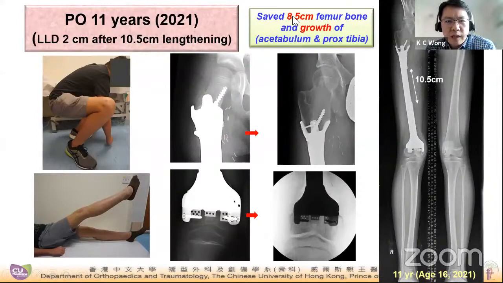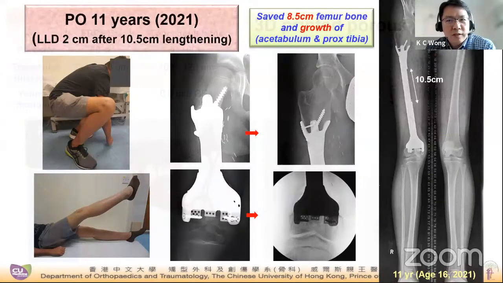So looking back at before and after surgery, by saving both our hip joint, we can save 8.5 cm of femur bone and the growth of the acetabulum and proximal tibia. So looking back, we pay a lot of time to plan it, but if we can save 8.5 cm of growth of the two ends, I think it's still worthwhile to do it in some selected cases.